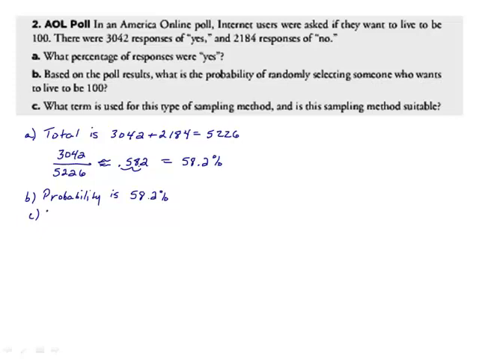Well, if you look at what they did, this was an America Online poll over the internet, so we would assume that it's a voluntary response sample. And that means that the results are going to be biased, that the people who answered the question were ones that had some kind of strong opinion about it, and that means that it's not suitable.